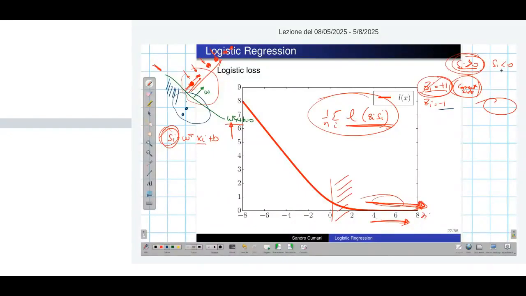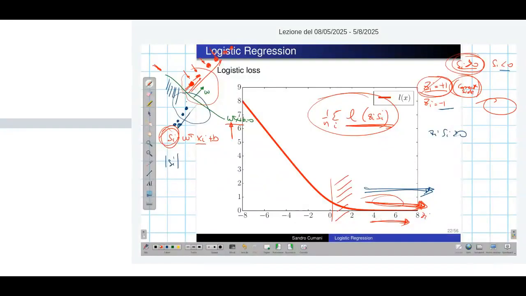Zi Si is again positive. Zi Si is greater than 0 also in this case. Si is negative, Zi is negative, the product is positive. So again, I am on this side of the loss. Again, I have a point that is correctly classified from the blue class this time, and as I increase the absolute value of the score, so the score becomes more and more negative, my loss will decrease. So it will decrease with how far the point is from the separation rule.